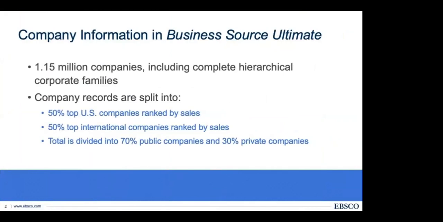Regarding the company information in BSU, we have more than 1 million companies, including the hierarchical corporate families. The top 50% of the company records are for U.S. companies, and the rest are for international companies. So you can find both U.S. companies and international companies in our company information.